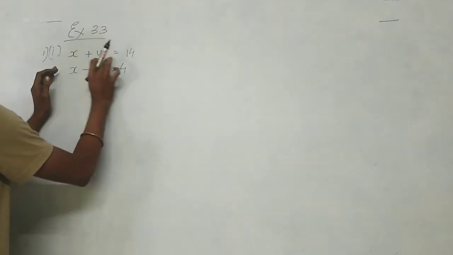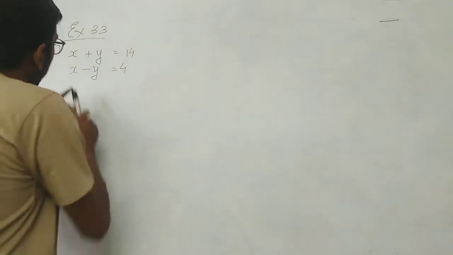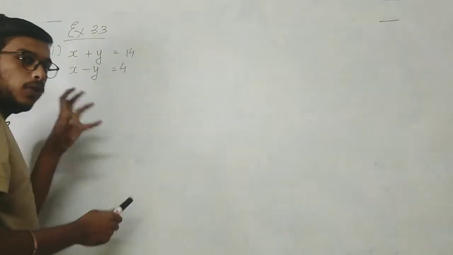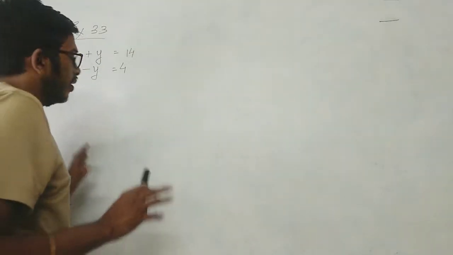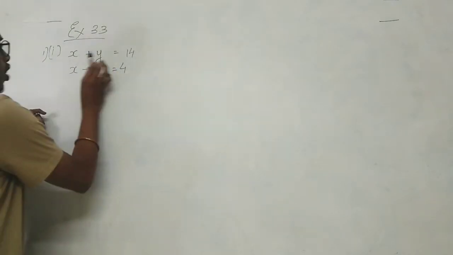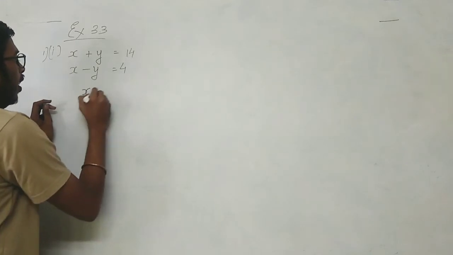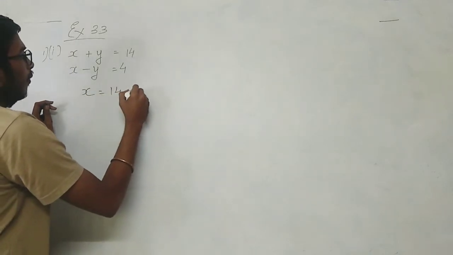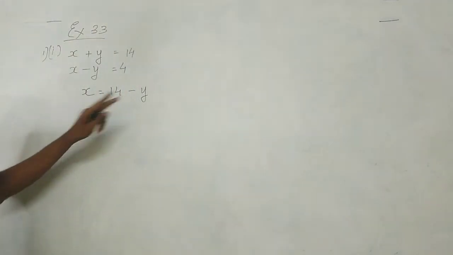So, x plus y is equal to 14 and x minus y is equal to 4. What I need to do is write x in terms of y and substitute that value of x in the other equation. That's the exact same thing we need to do here. Let me take the first equation, x plus y is equal to 14. From the first equation we can say that x is equal to 14 minus y, because the y goes to the other side.